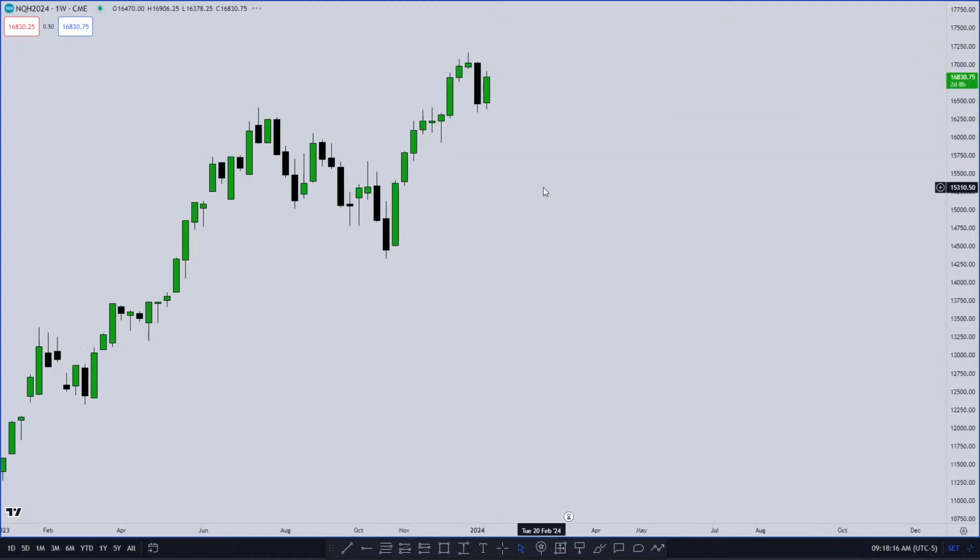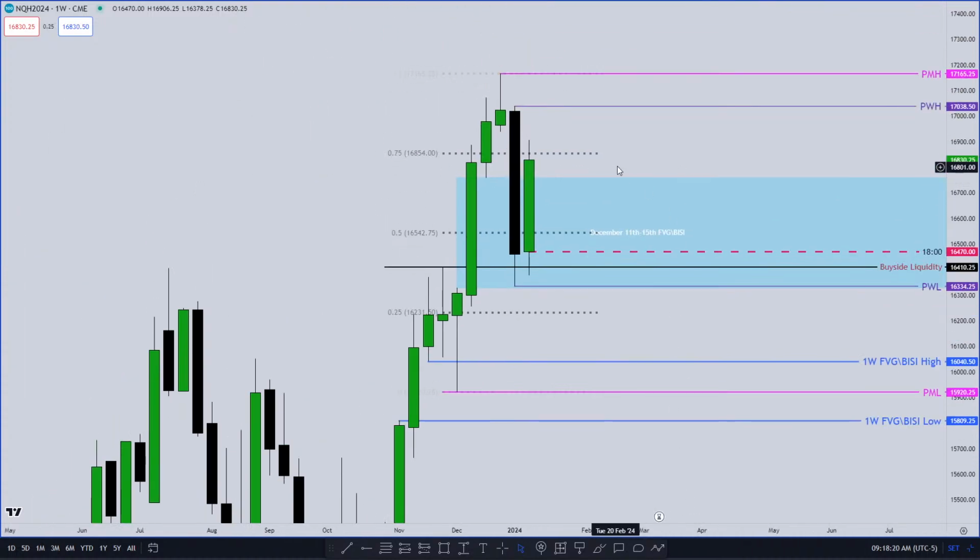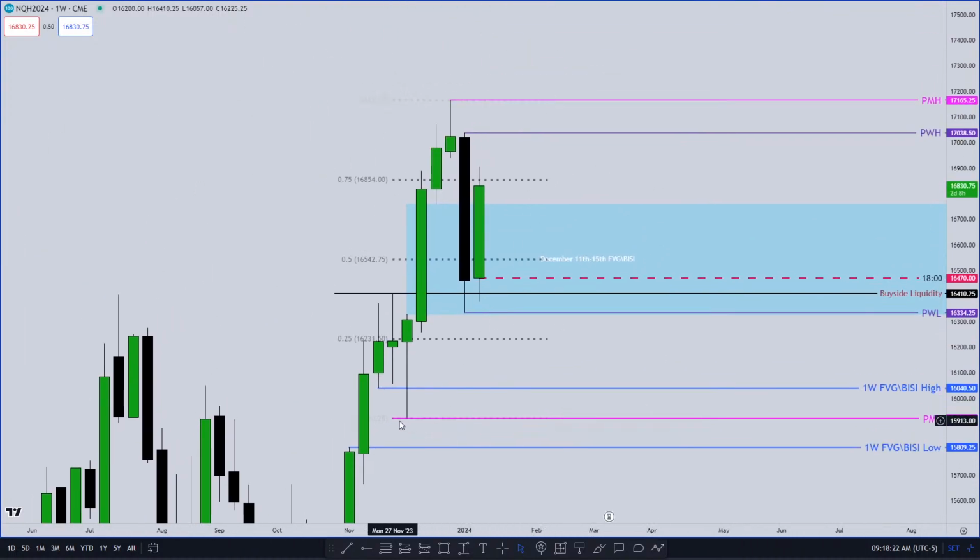So weekly, note that monthly range, that monthly dealing range that we're working inside. We've already referenced the 0.75 gradient of that monthly dealing range. You can see that same December 11th, 15th fair value gap BISI was utilized, but it dug in much deeper into that. It didn't touch the low, but it dug in much deeper than it did on the S&P.